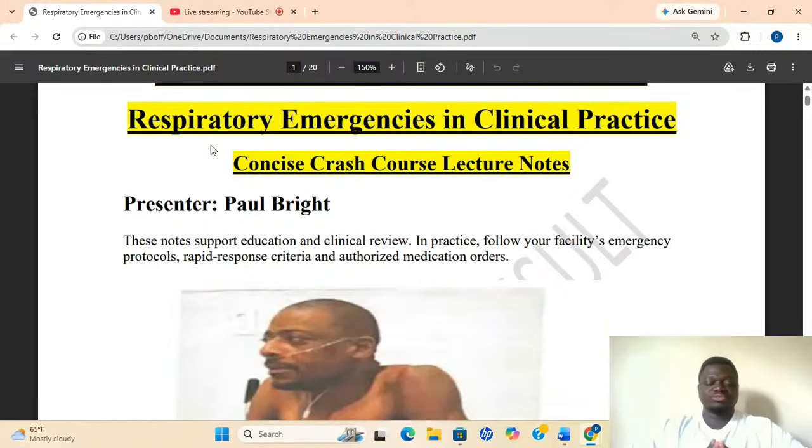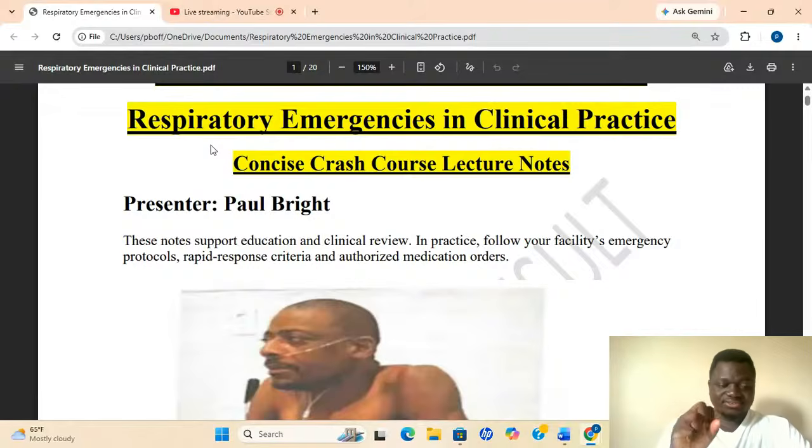When we talk about respiratory emergencies, like the way we did cardiovascular emergencies, we are not going to talk about every condition under the respiratory system. We are looking at the respiratory emergencies, those specific conditions that you must know, no matter what. This is a must. You must know.